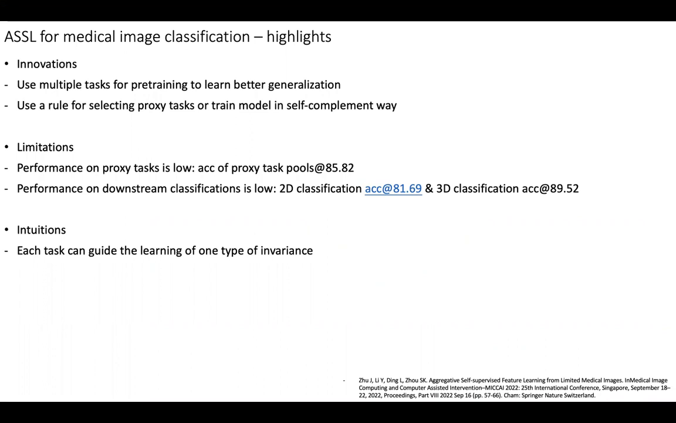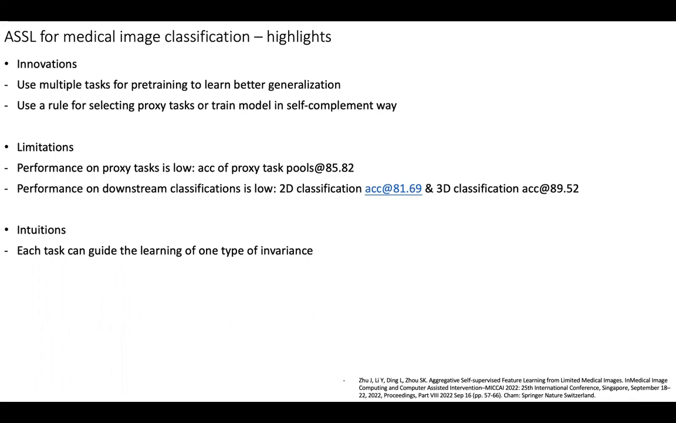First, about the innovations. This approach uses multiple tasks for pre-training, and the expectation is we can learn better generalization and representation by using multiple tasks. Besides, it also uses a rule for selecting these proxy tasks for pre-training. Another idea proposed in this paper is to train the model in a self-complemental way. We will talk about it later.